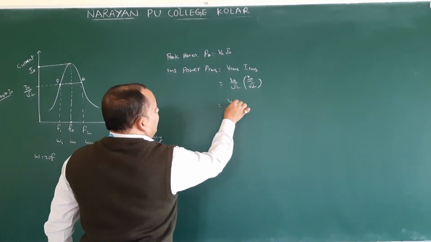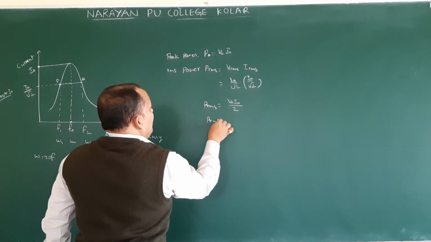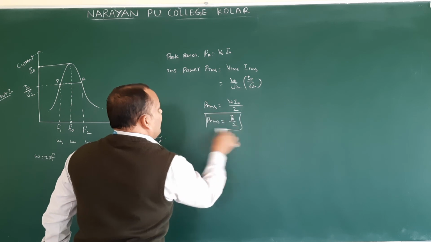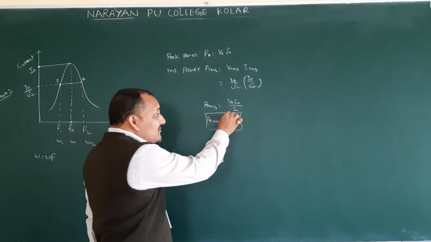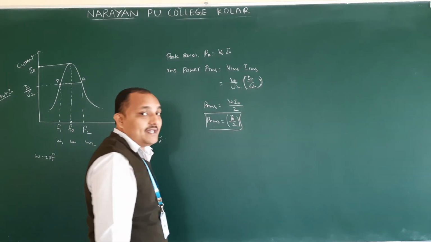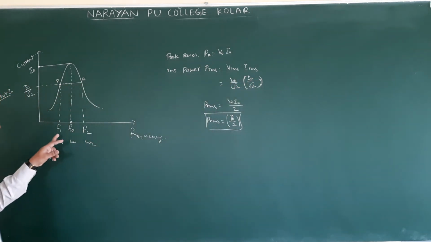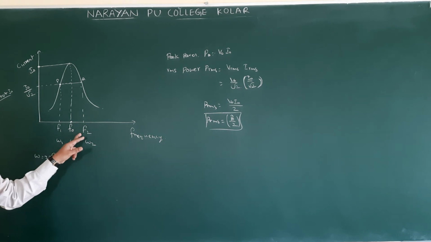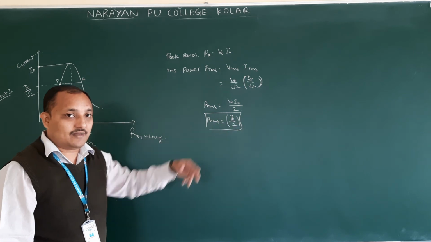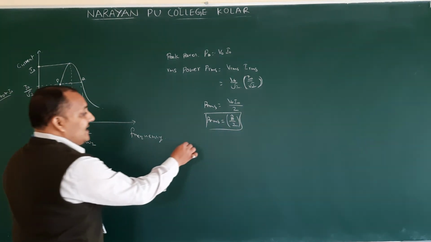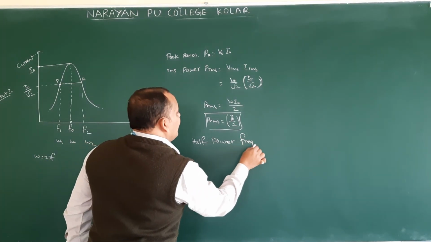Now what will we write? V naught I naught over root 2 into root 2. Then P RMS is equal to what we got? P naught by 2. Now see here, power becomes half. When does power become half? Whenever current becomes I naught by root 2. When does current become I naught by root 2? At these two frequencies, f1 and f2. Power becomes P naught by 2, means half. Therefore, these two frequencies we call half power frequencies.